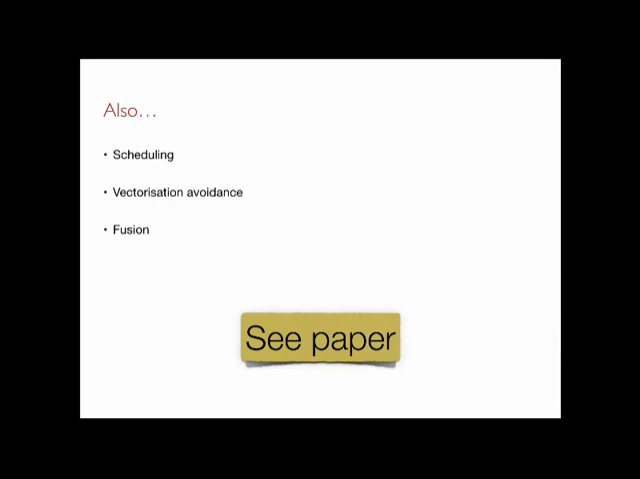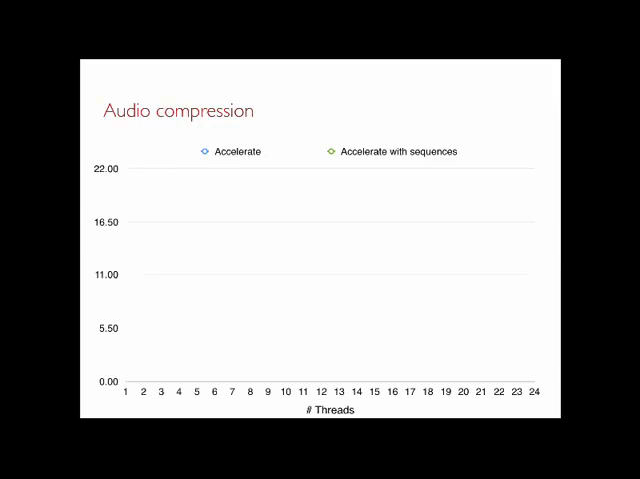So the real question is the results. How well did this actually work? Well, let's look at our audio compressor example and see how it did. So this is a strong scaling graph, so that means higher is better. We did this on a dual socket machine with two 12-core CPUs. That distinction is necessary.